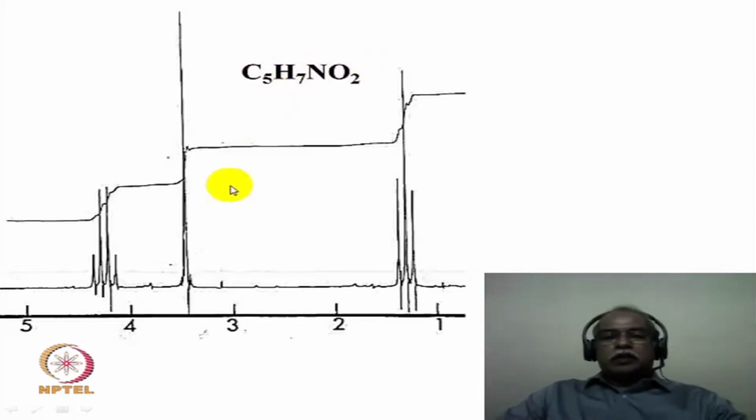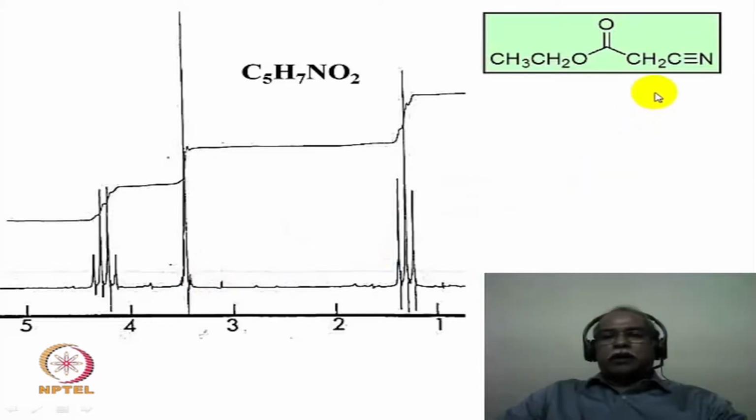a cyano functional group. So if you look at the CH2, this should be di-substituted. CH2 obviously had to be a di-substituted derivative. So one substituent probably is a COOC2H5, the other substituent probably is a cyano functional group. Indeed, the molecule is actually ethyl cyanoacetate.